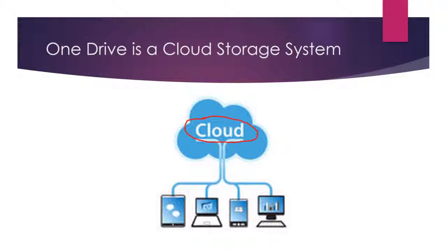So for example, if I have a file that is stored in the cloud, I can access that file on my tablet, I can access that file on my laptop, I can access it on my phone, or I can access it on my desktop. Any of those are viable ways to access a file that is stored on the cloud.